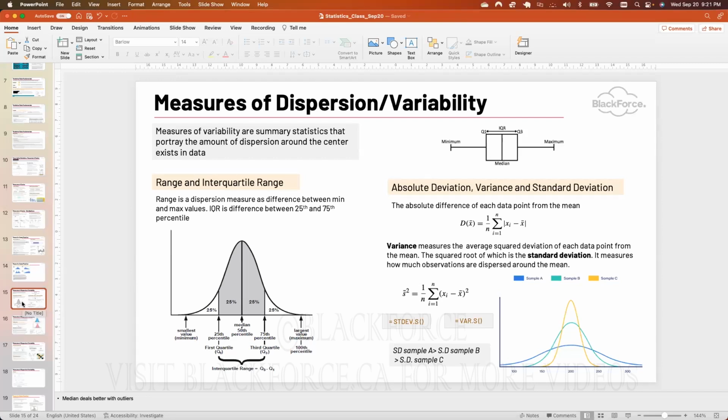Okay, so now that we've looked at measures of center, which were like positioning the data in the middle, a statistic that shows you the central point or central tendency of the data, the next thing will be measures of dispersion or variability. This is really important because they give you a sense of how the data is distributed around the center of the data. They portray the amount of dispersion within the data.